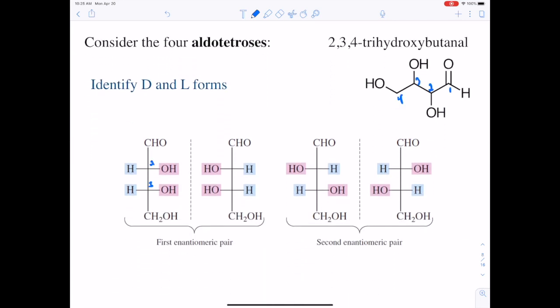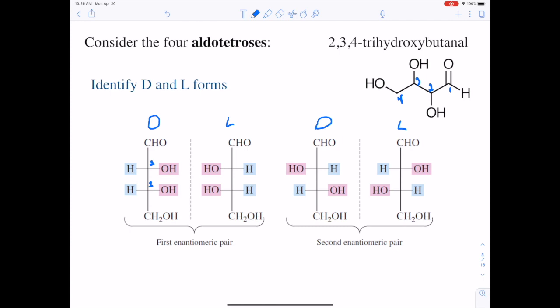We have 4 stereoisomers. Which of these are the D forms? This one is a D form. This one's a D form. And how do I know that? Because the OH is to the right. These two are L forms.